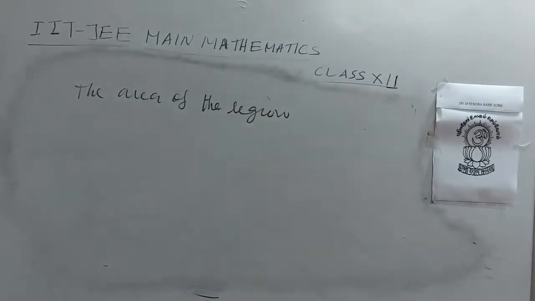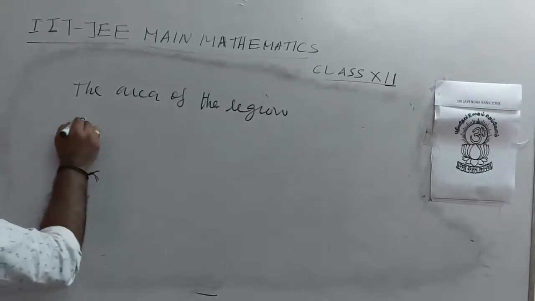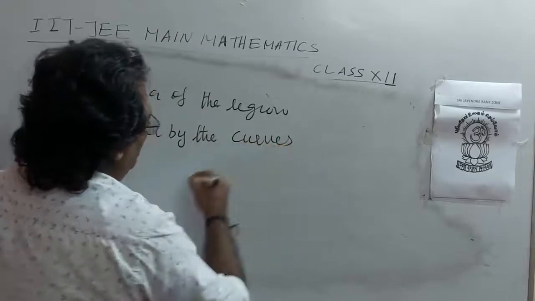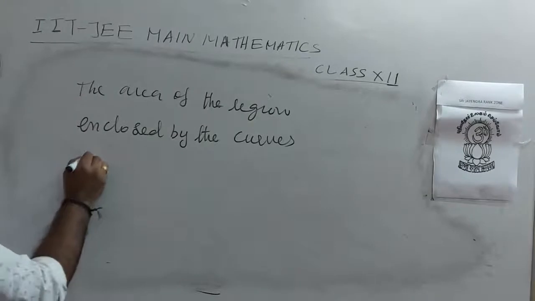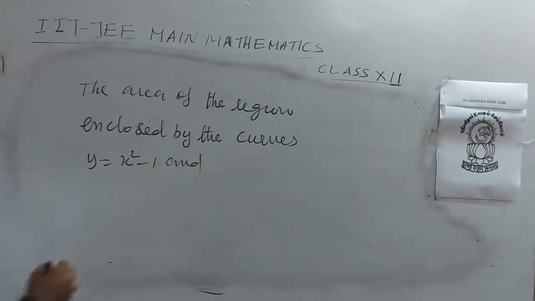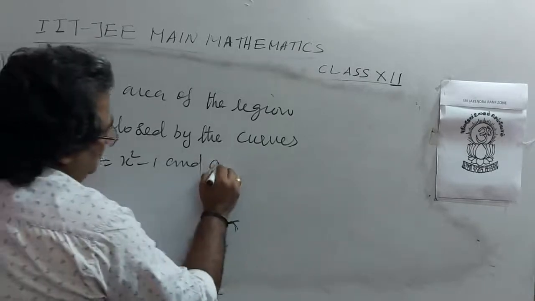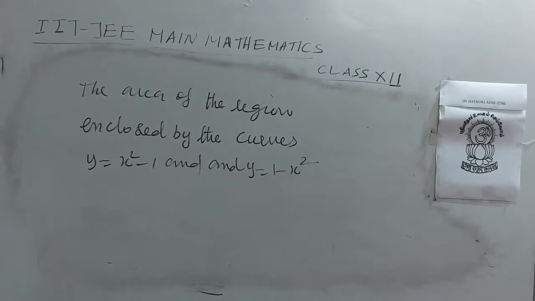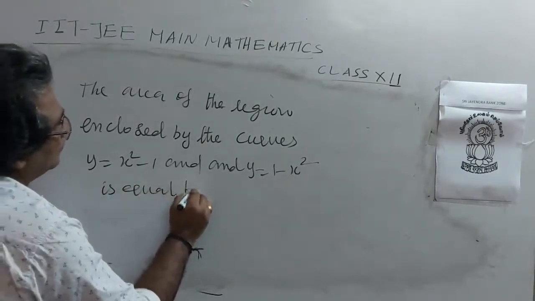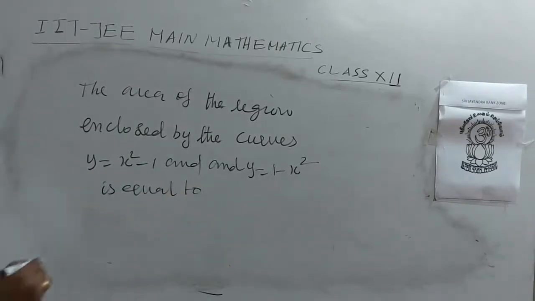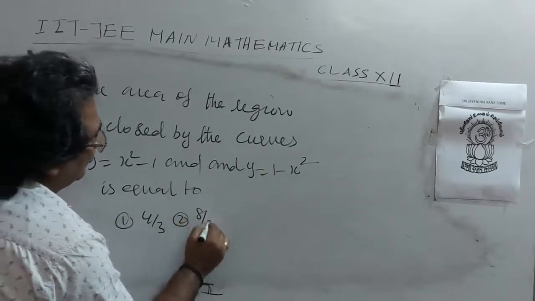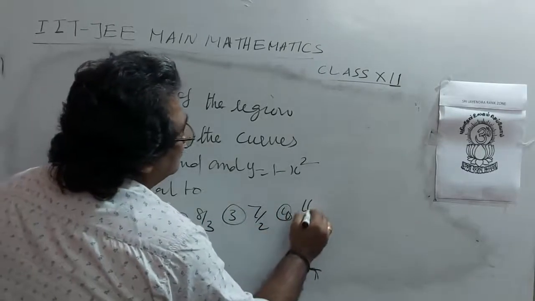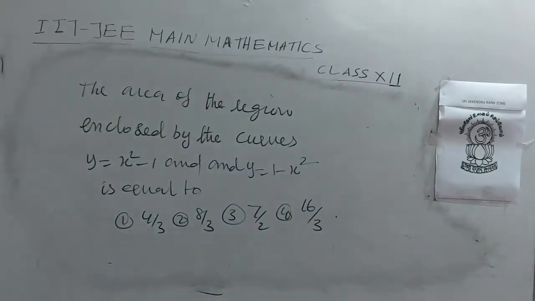The area of the region enclosed by the curves y equal to x squared minus 1 and y equal to 1 minus x squared is equal to: 4 by 3, 8 by 3, 7 by 2, 16 by 3.